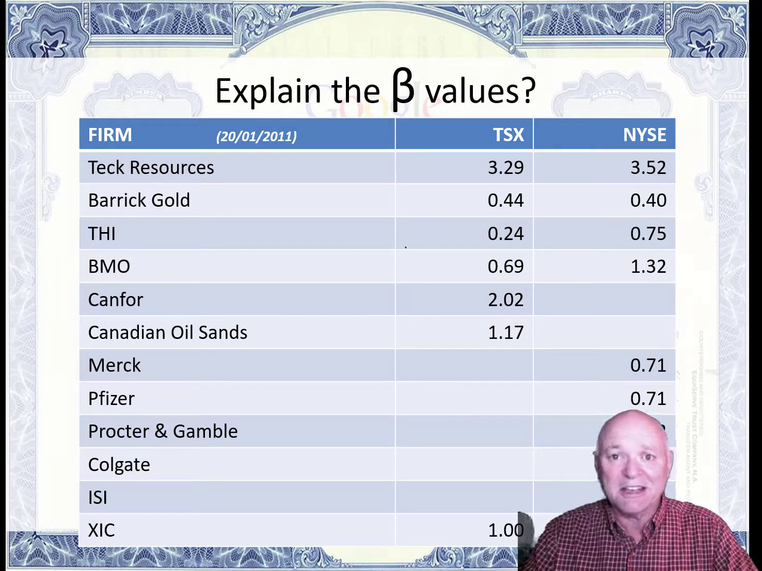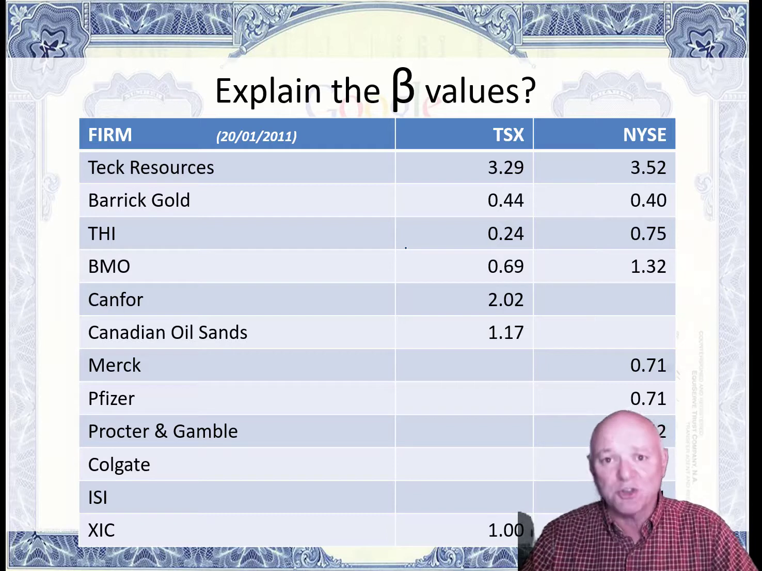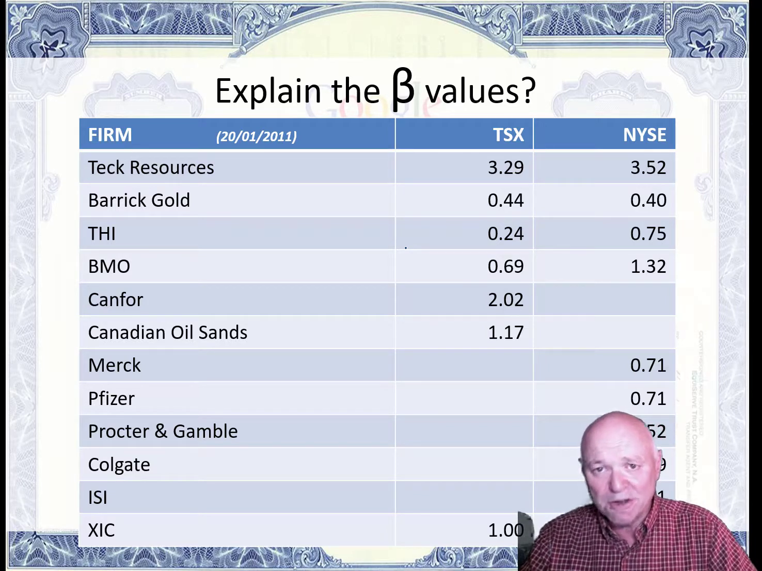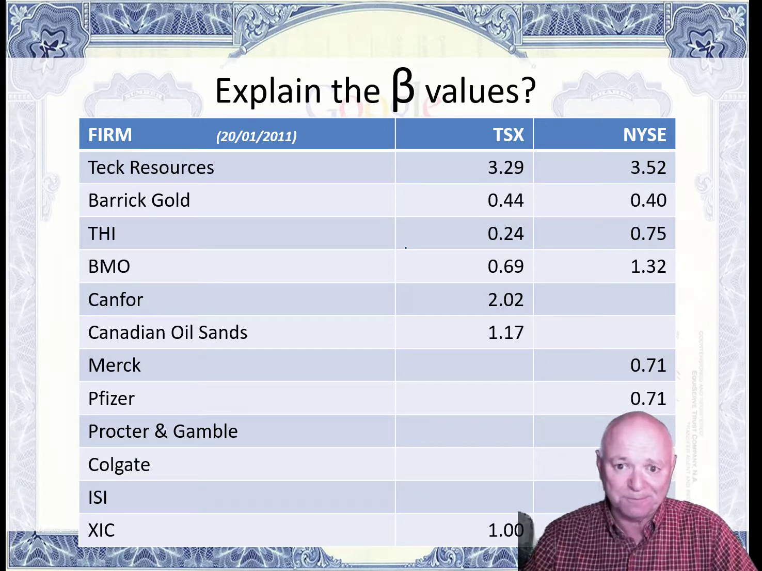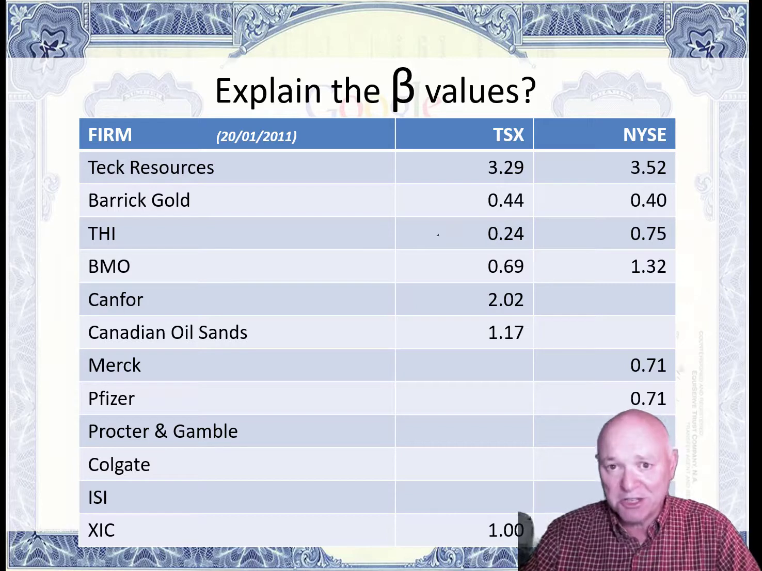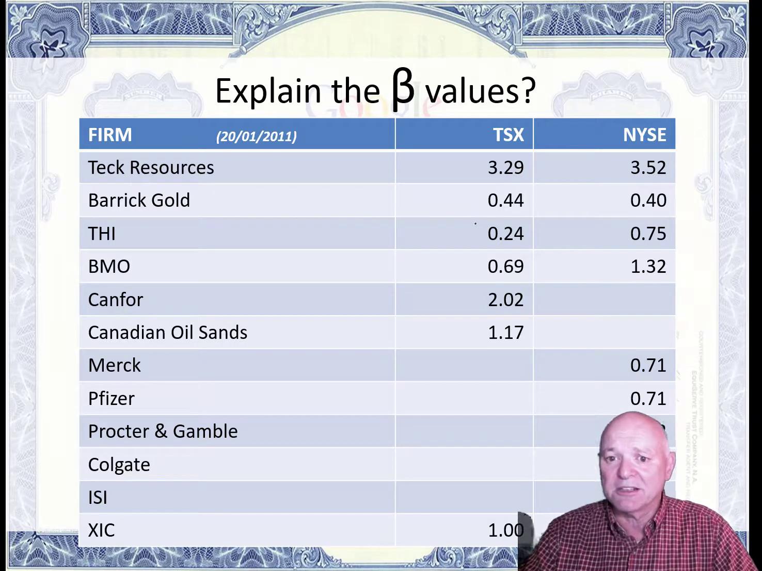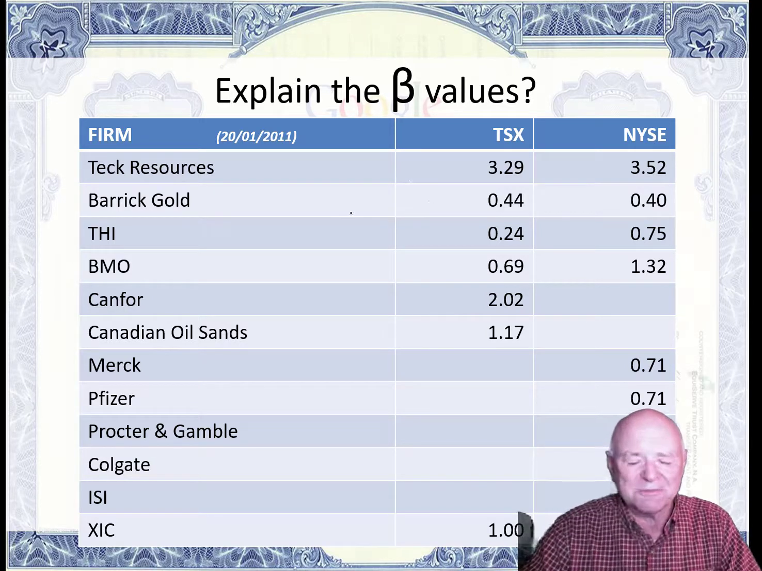Quite often when the index is having a really bad day, people are buying and holding gold because they're nervous about things like inflation, and gold is a good hedge against that. So they may buy gold mining companies. Gold mining companies might go up when the market's going down some of the time. So we have a low beta for a company like Barrick Gold.